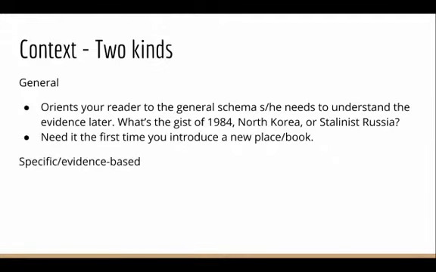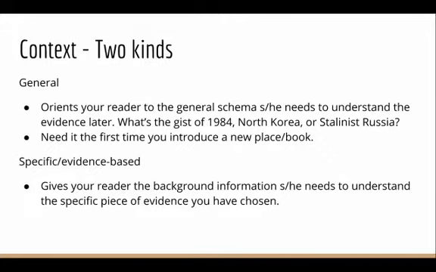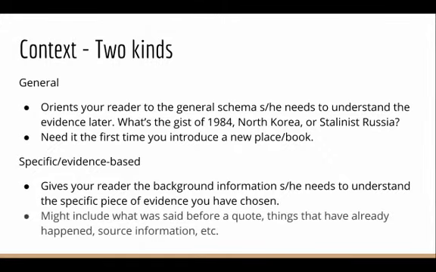The other kind of context is specific or evidence-based. And this gives your reader the background information that he or she needs to understand the specific piece of evidence that you've chosen. This might include what was said before a quote, or things that have already happened, or information about the source, things like that. And this has to happen every time you introduce a piece of evidence. Every piece of evidence is going to need some background information so that it makes sense to your reader. Most people did a pretty good job with specific or evidence-based context, but the general seemed to give people trouble.